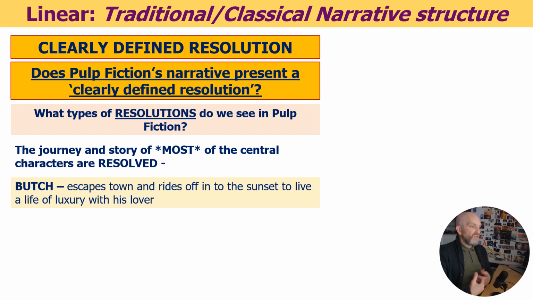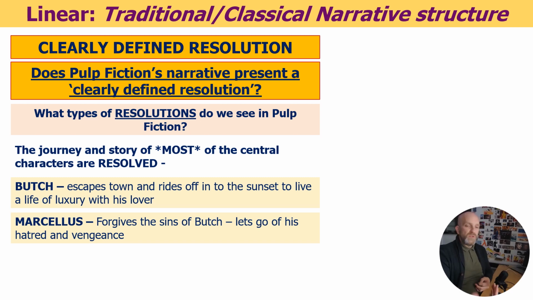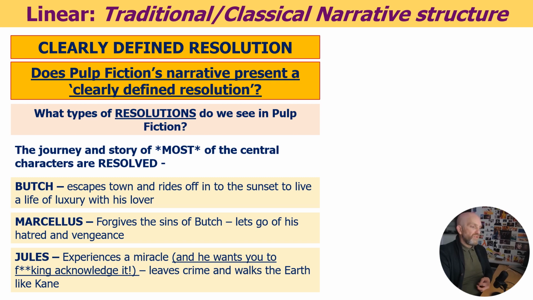The journey and story of most of the central characters are resolved. Butch, his goal is to escape town, and he does ride off into the sunset and live a life of luxury. Marcellus, he does forgive the sins of Butch, lets go of his hatred and vengeance. And Jules experiences a miracle, and he leaves crime and walks the earth like Kane from Kung Fu.